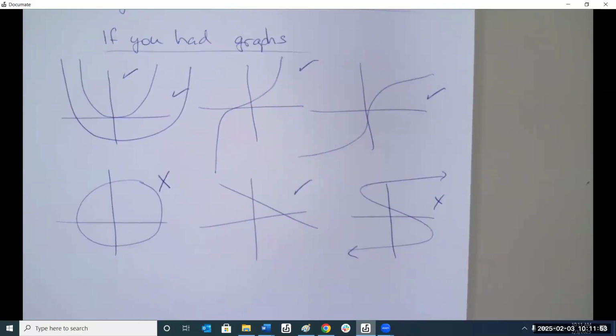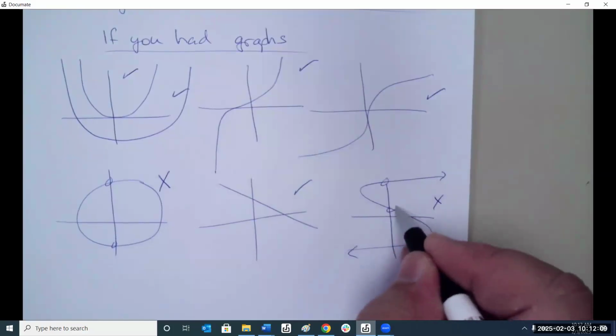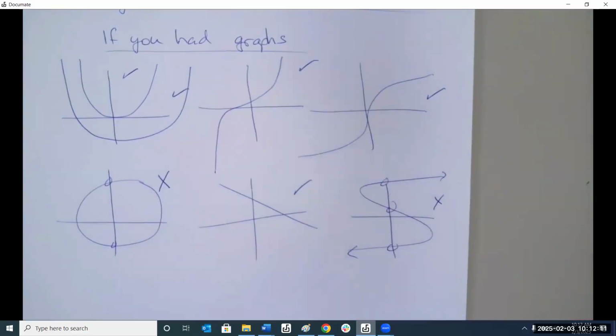It's crossing the y twice. Well, that's true. That's one thing you look for. A function can only cross the y value at one point. So that's not because it crosses it twice. This one's not because it crosses it 3 times. And it's not just because it's the y-axis. Very good observation there.